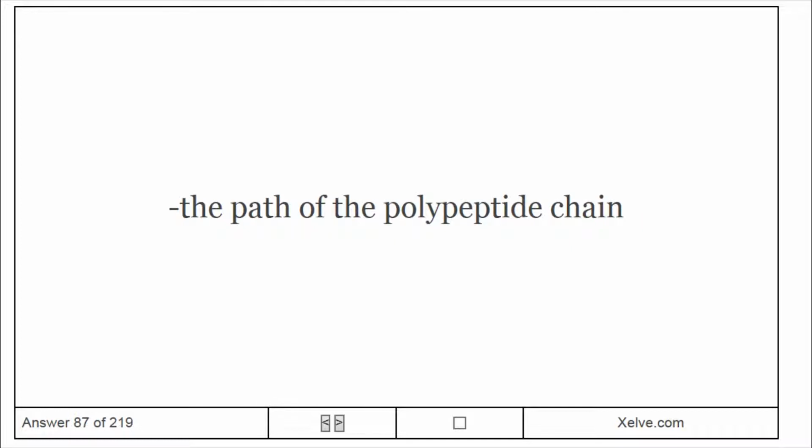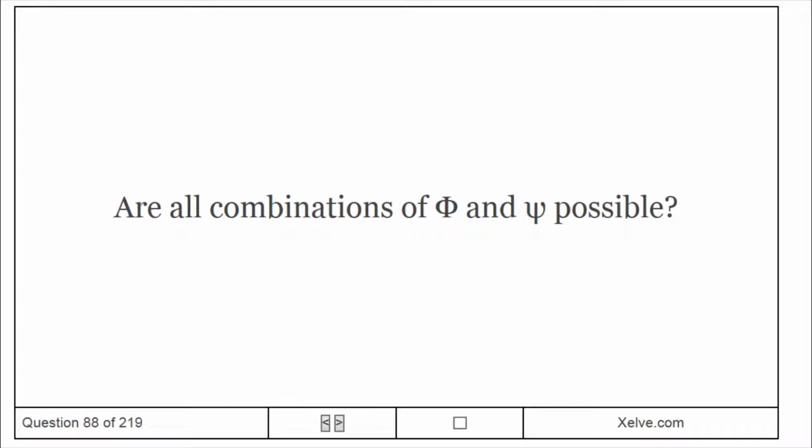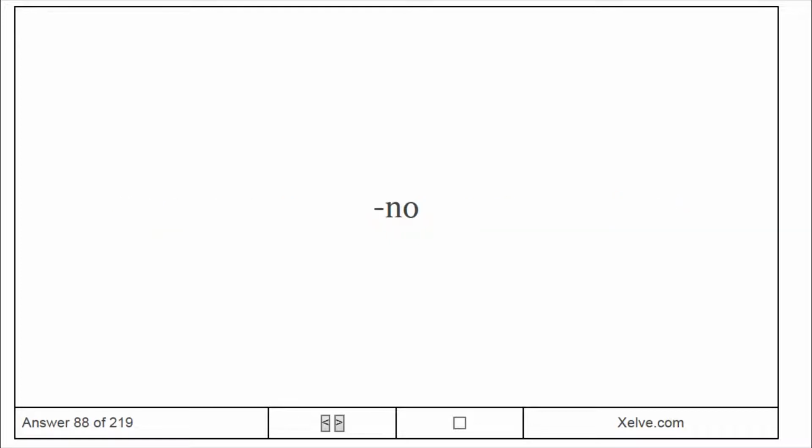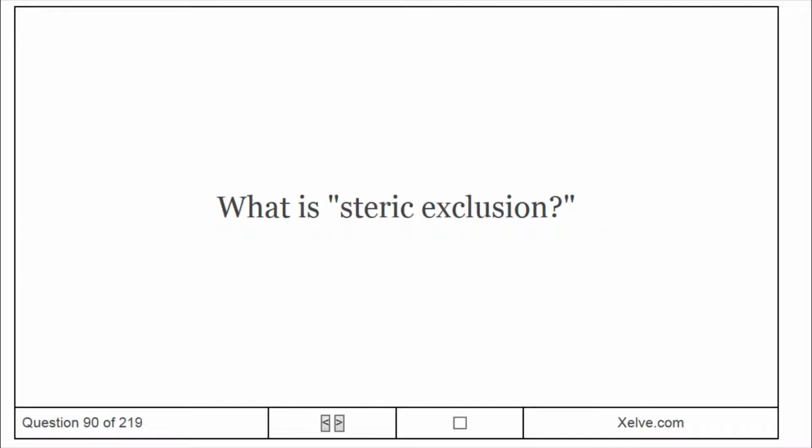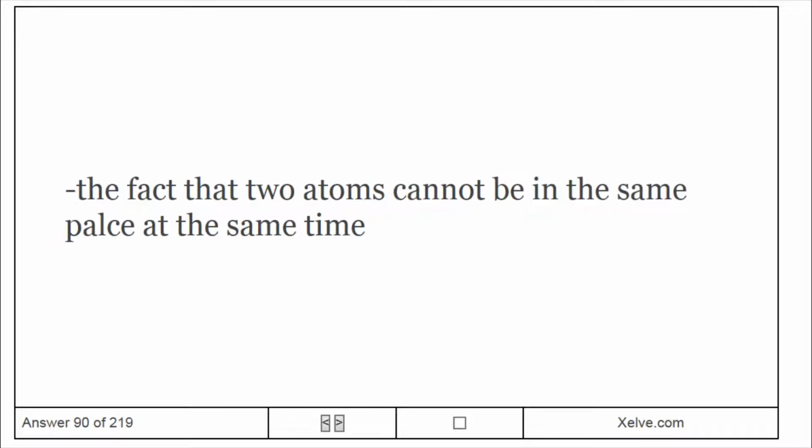What do the phi and psi values determine? The path of the polypeptide chain. Are all combinations of phi and psi possible? No. Why not? Due to steric clashes between atoms. What is steric exclusion? The fact that two atoms cannot be in the same place at the same time.